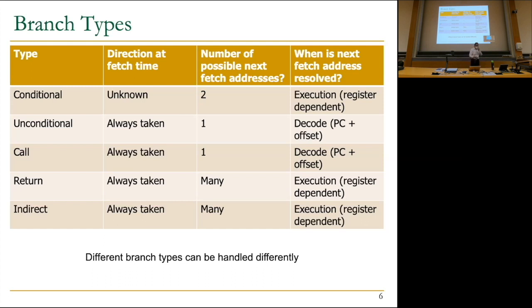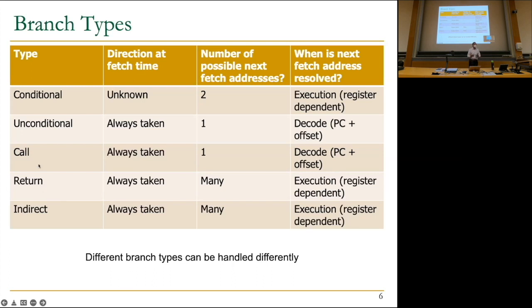This happens by communication on the stack. Whenever a call instruction happens, it pushes the next fetch PC, next program counter, PC plus 4, on the stack. And whenever the return happens, it pops the stack and gets the program counter that it needs to jump to. That's why the number of possible next fetches is many, and this is execution based. That's why you know the return address.